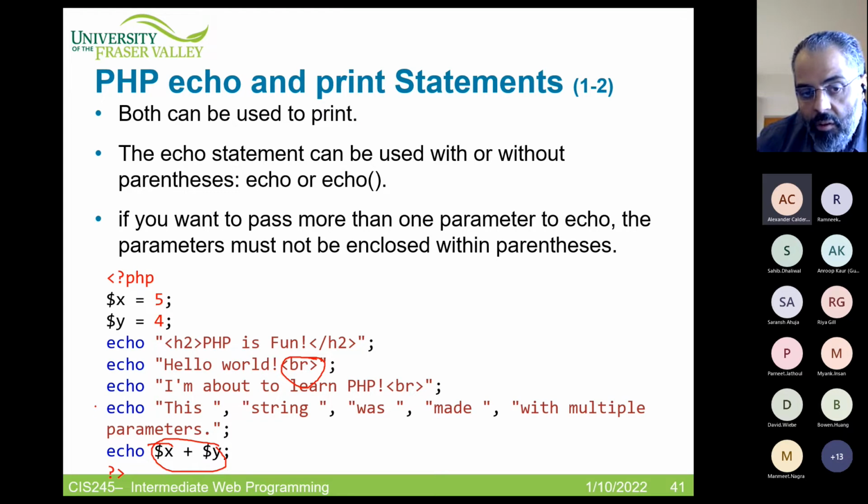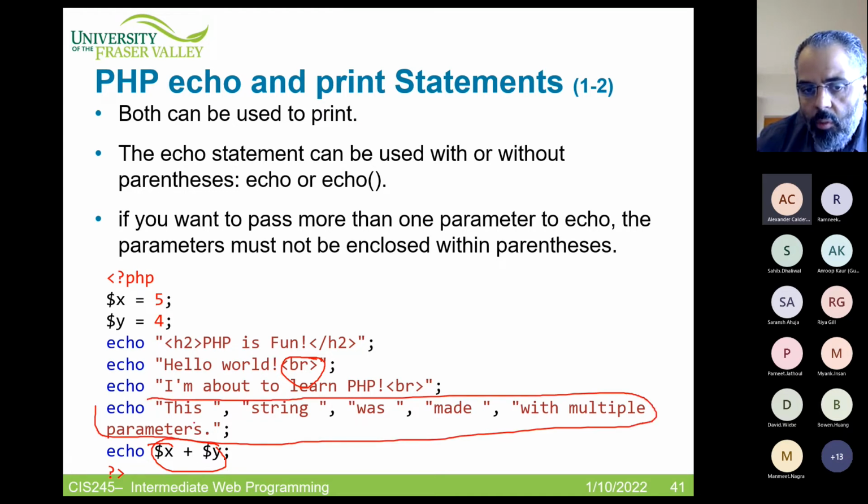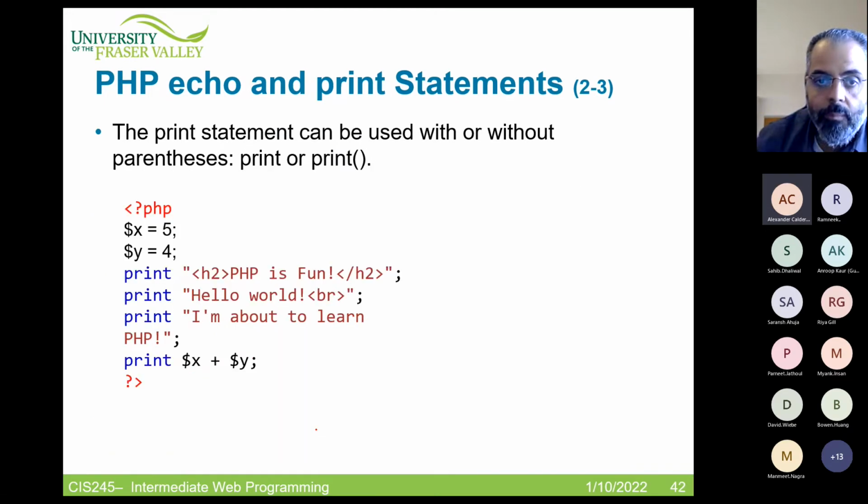And this is the main difference between echo and print. Normally there is no need for this, but you can use it, which means having different parameters. Like this, with commas: this is the first parameter, second parameter, third parameter, fourth parameter. We name it multiple parameters, having commas between them. So you can do it with echo.